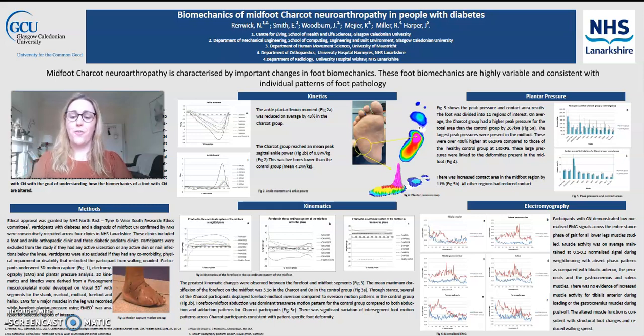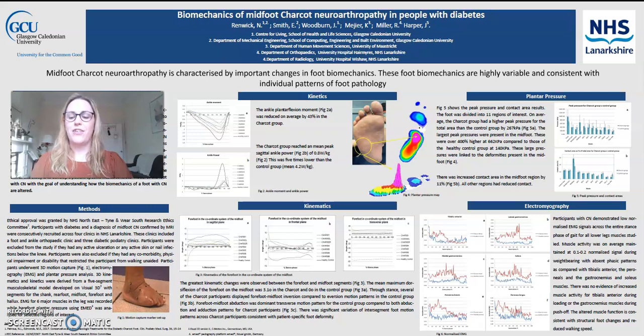Charcot neuroarthropathy is a devastating complication of diabetic foot disease, which remains poorly understood, and if left untreated leads to the development of major foot deformities and subsequently ulceration and amputation. As the midfoot is commonly affected, with destruction throughout this region resulting in the classic rocker bottom foot, I wanted to investigate changes in the mechanics of the foot when these deformities occur.